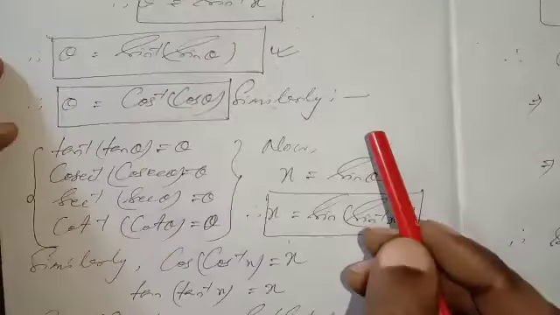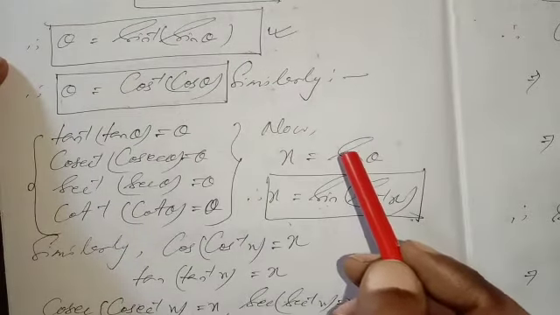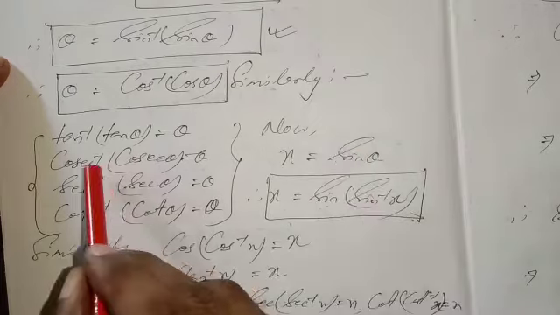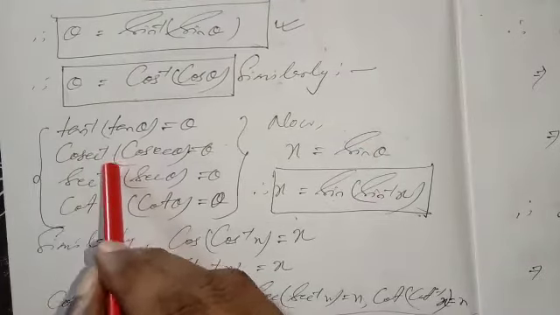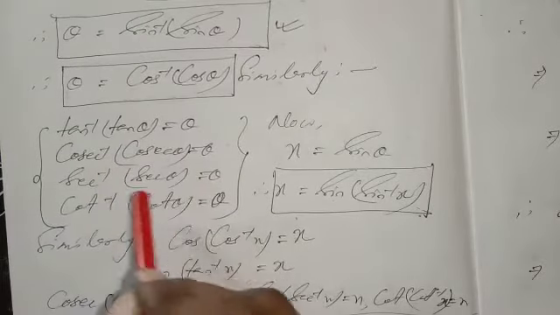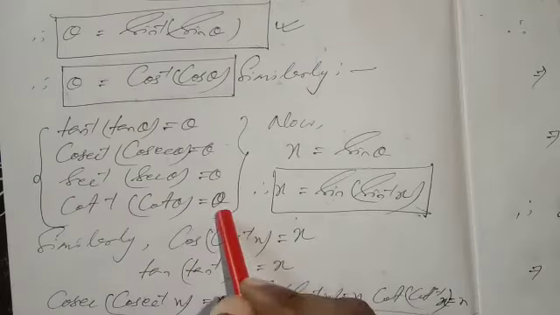Similarly, I can write for the other T ratios. How many T ratios are there? 6 T ratios: sin, cos, tan, cosec, sec, cot. The same process you can write here. Tan inverse tan theta is equal to theta. Cosec inverse cosec theta is equal to theta. Sec inverse sec theta is equal to theta. Cot inverse cot theta is also equal to theta.